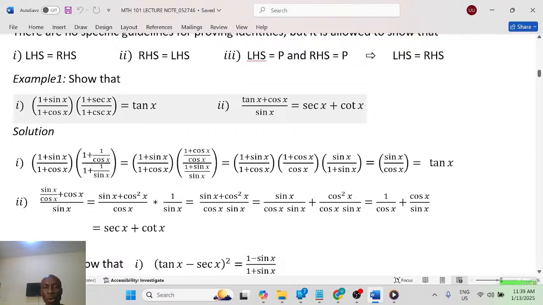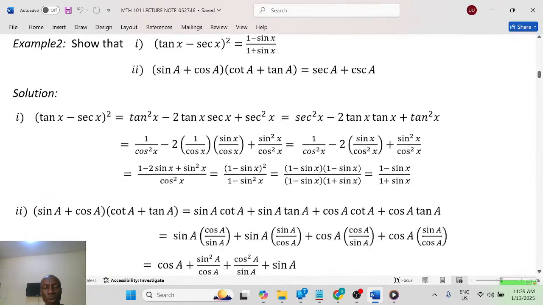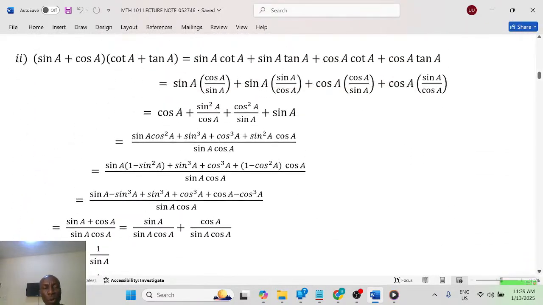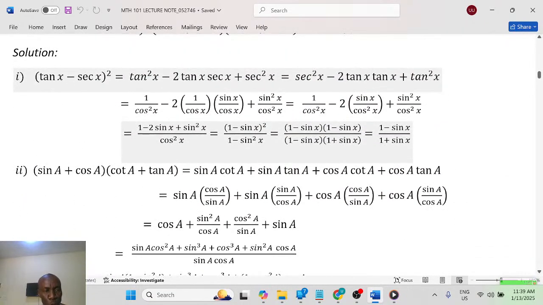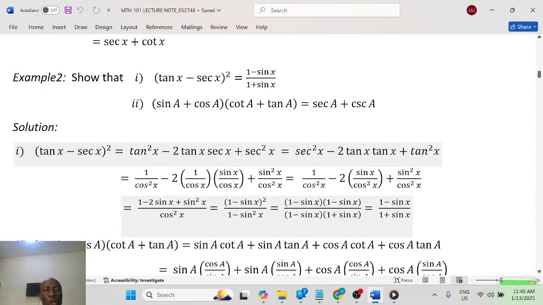All you need to do is convert tan to sine and cosine, and find your LCM. You also arrive at sec x plus tan x. So we move down to this example 2. That tan x plus sec x squared, we should show that is equal to sec a plus cosec a.